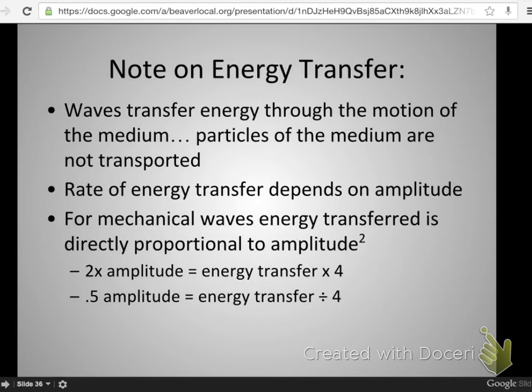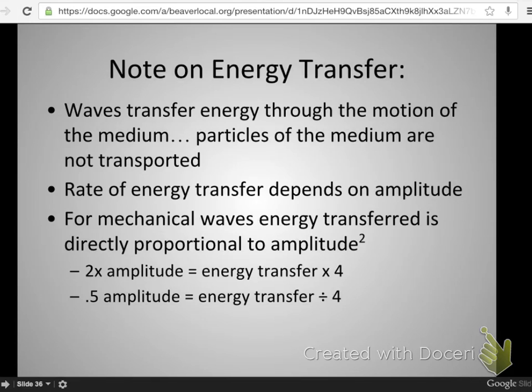So waves transfer energy because if we get right down to it at the most tiny nitpicky level, particles are moving. That means they have what? Kinetic energy. So that kinetic energy is being transferred through the medium.